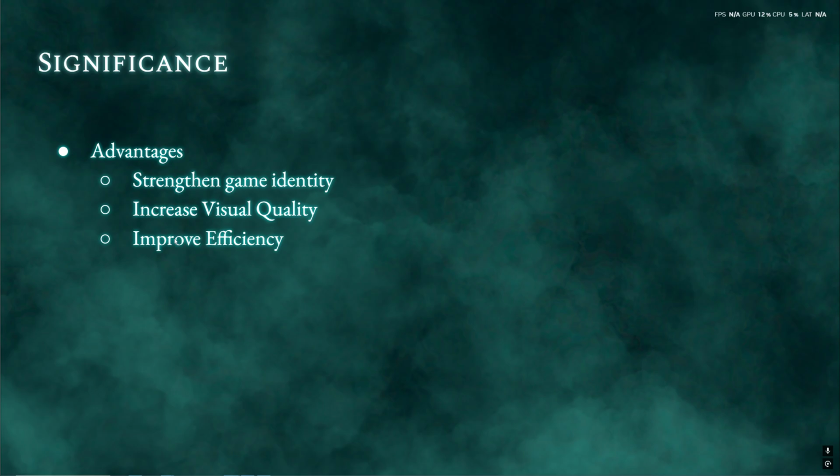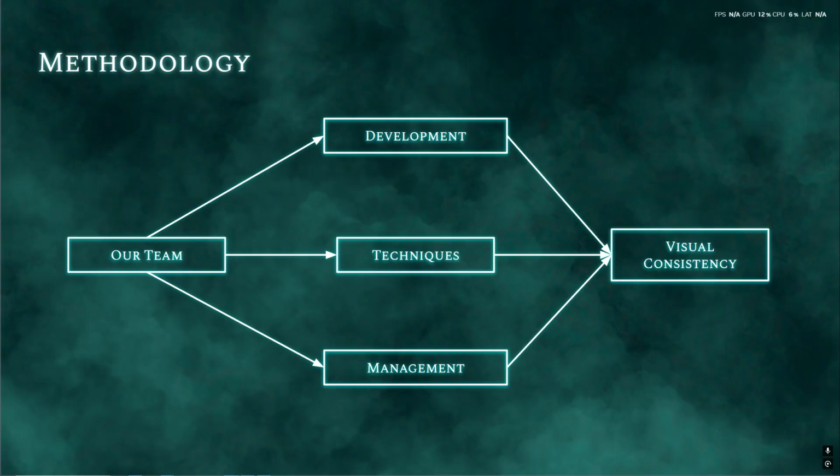Besides that, visual consistency also has a lot of advantages. It helps strengthen the game identity, increase asset quality, and also improves development and collaboration efficiency. So now we understand the importance of visual consistency. I will talk about how our team built visual consistency through development, techniques, and management.